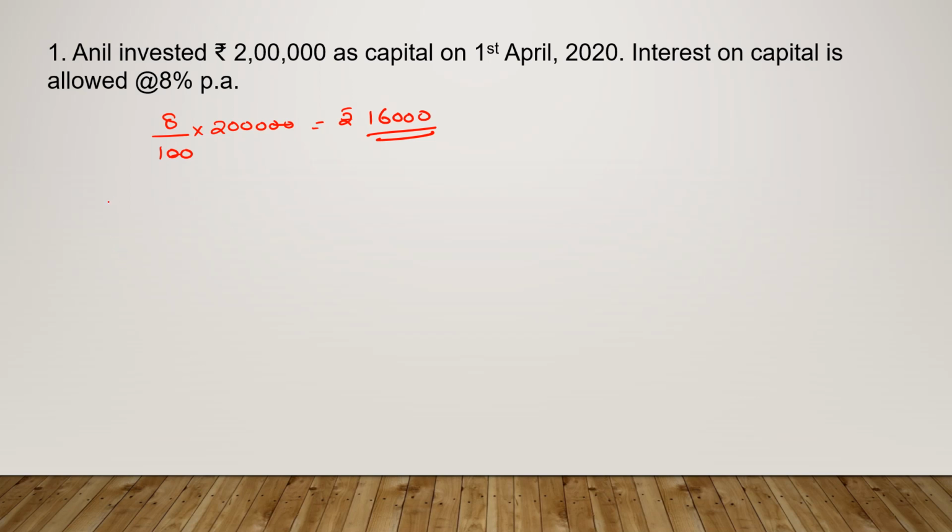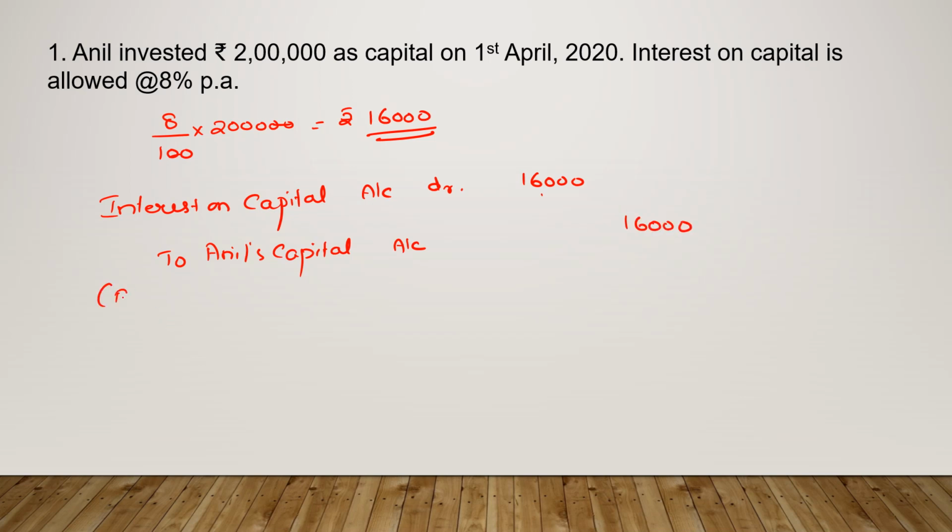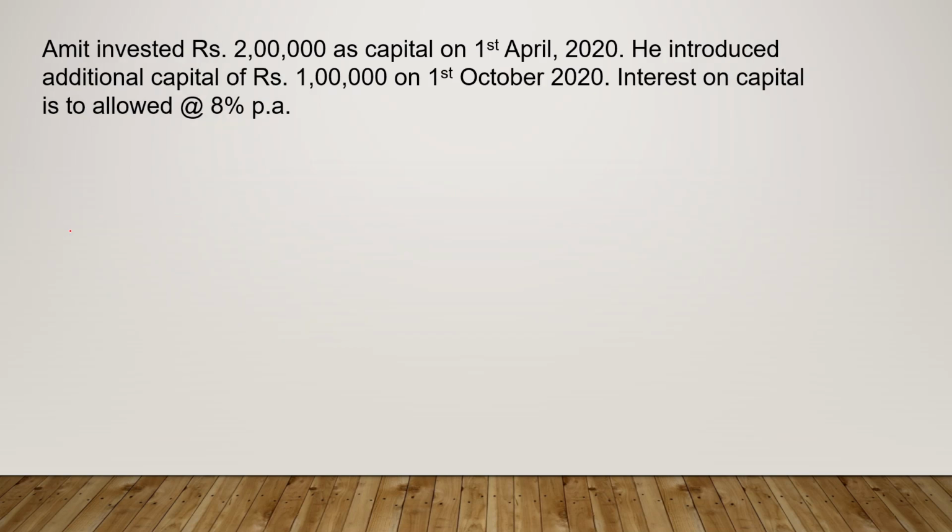So now when we pass the entry, we would be debiting the interest on capital account in the books of the business, rupees 16,000, to Anil's capital account. If it is a proprietary concern, you just write capital account. So this is the entry. Being interest on capital allowed at the rate of 8% per annum. So this is very simple. Now we'll go further and understand another example.